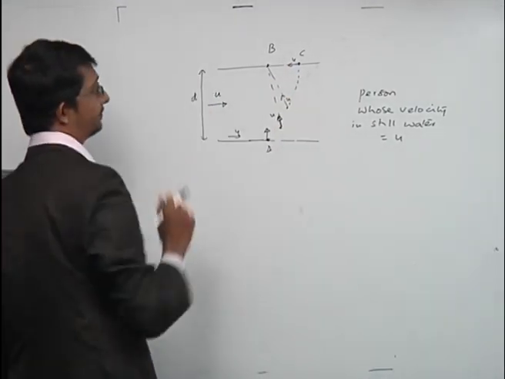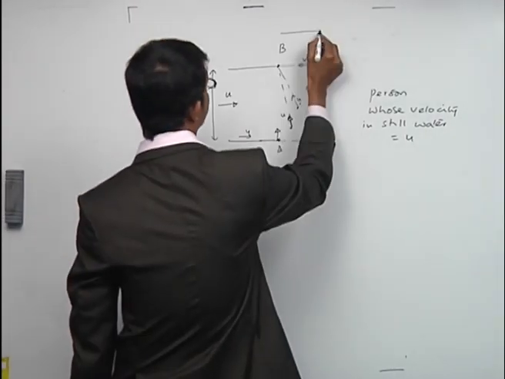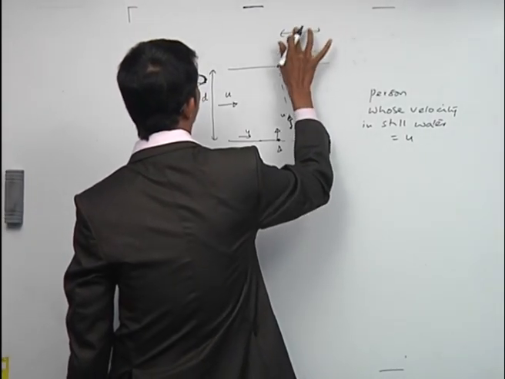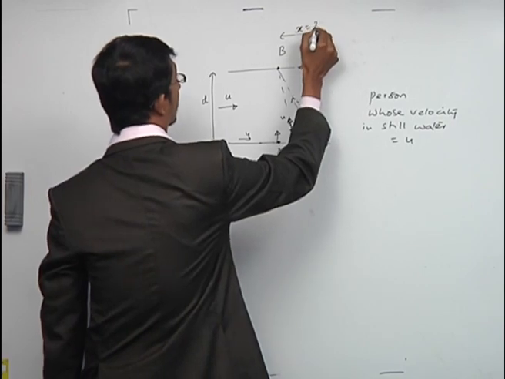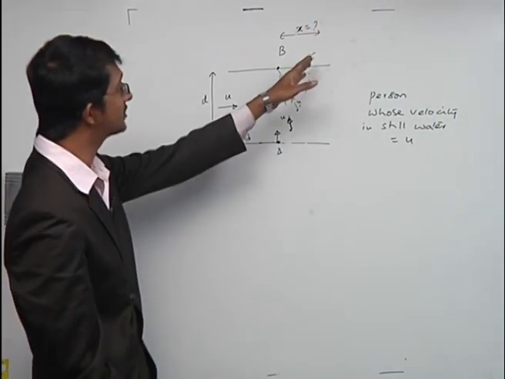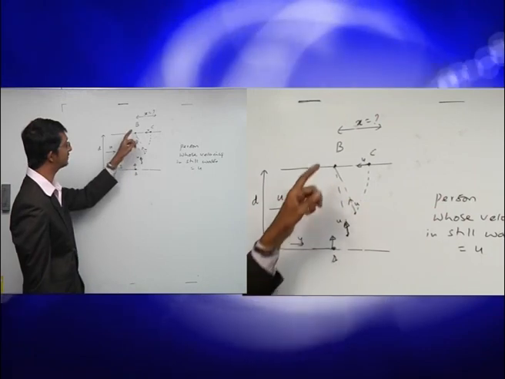The width of the river is d. And all we have to find is this distance BC. So what is this distance? This is what we have to find. Where does he reach on the opposite shore? How far does he reach from point B?